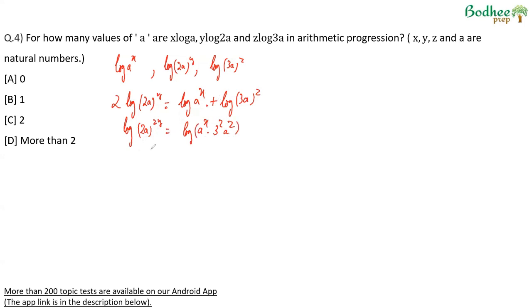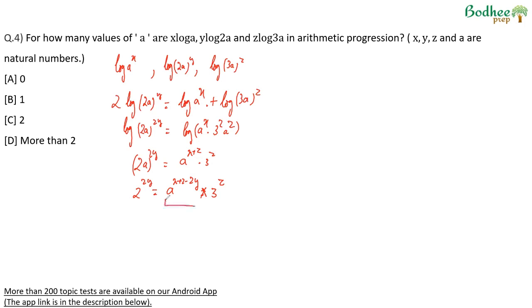We can now remove the log. 2a to the power 2y is equal to a raised to power x plus z into 3 raised to power z, which can further be written as 2 raised to power 2y is equal to a raised to power x plus z minus 2y. Dividing both the sides by a raised to power 2y, 2 raised to power 2y is equal to a raised to power x plus z minus 2y into 3 raised to power z.